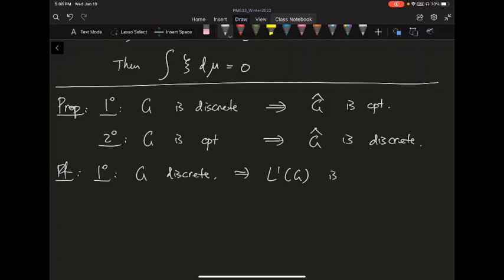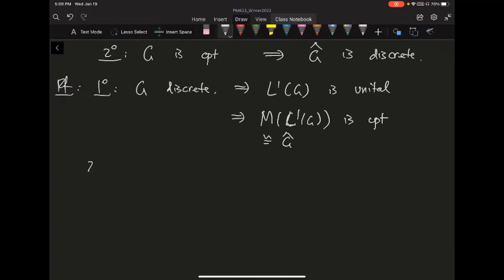So L1 of G is going to be unital. And because it's unital, as we proved when we talked about the Gelfand theory, when you have a unital Banach algebra, the maximal ideal space is going to be compact. So in that case, the maximal ideal space of L1 of G is going to be compact, and that maximal ideal space we showed is essentially just the dual group. So the dual group is compact. Okay, so that's the easier one.